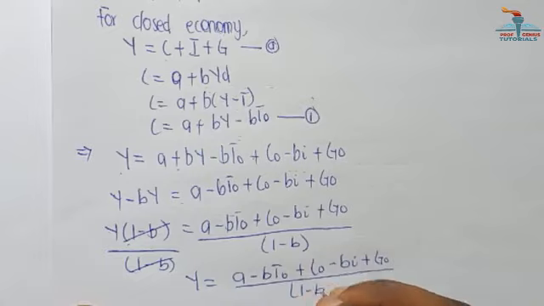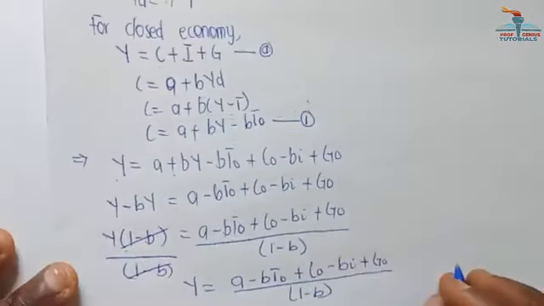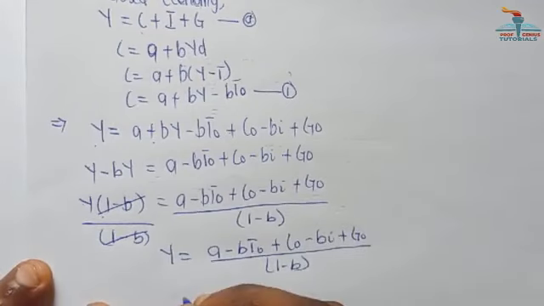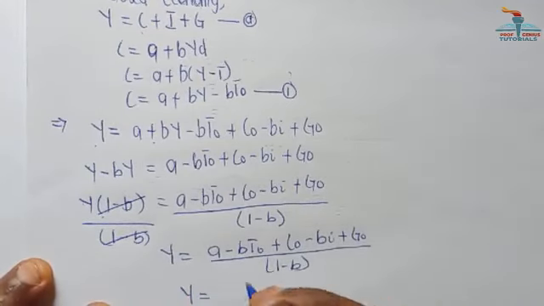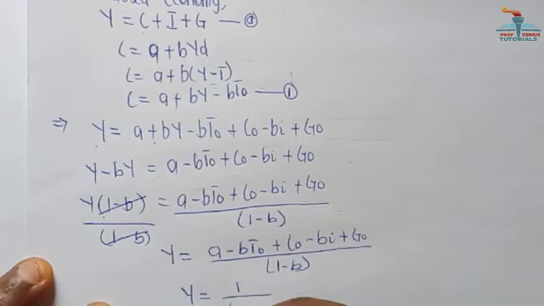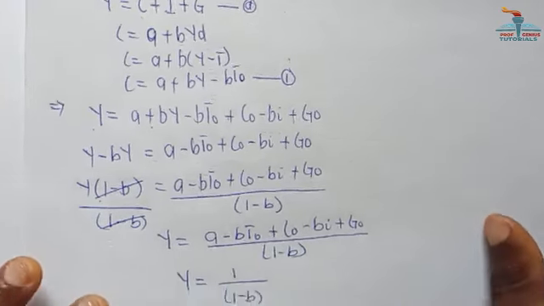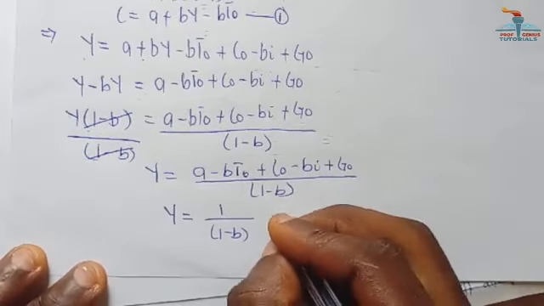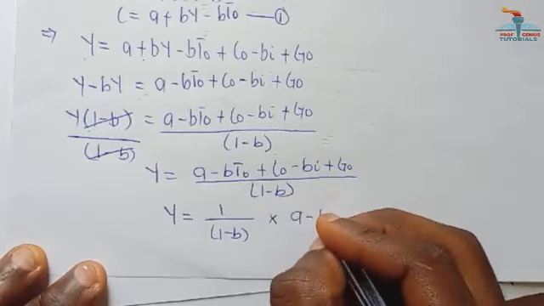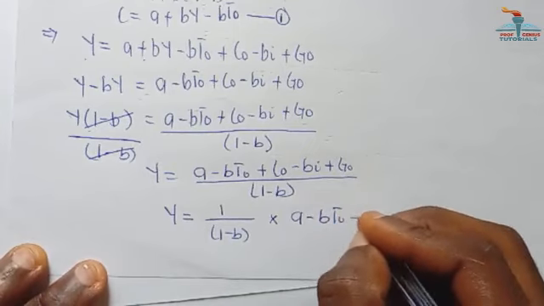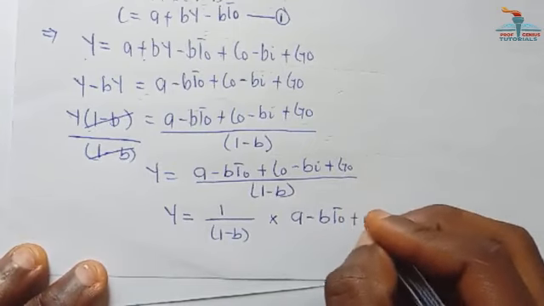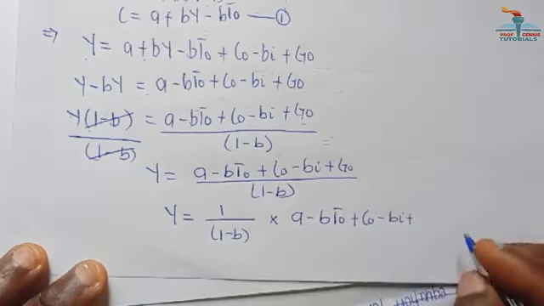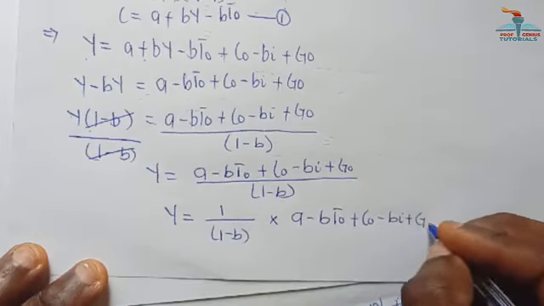1 minus b. And this is the same as Y is equal to 1 over 1 minus b times A minus BT naught plus C naught minus BI plus G naught.